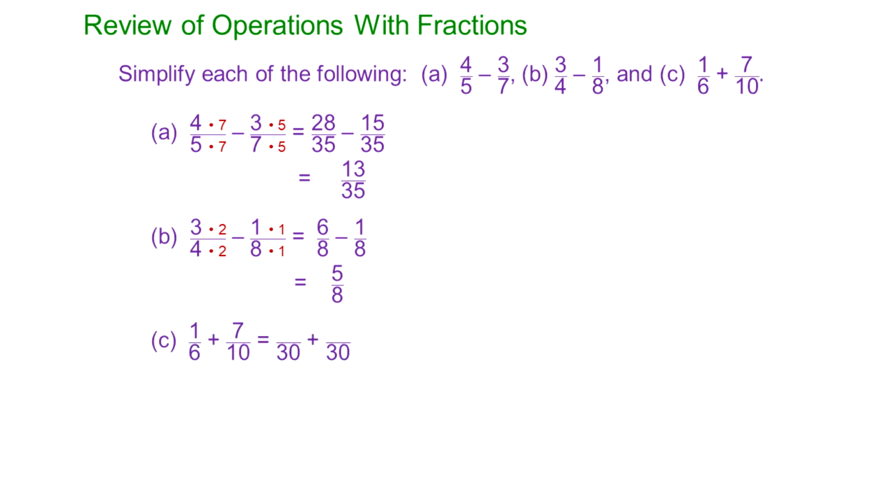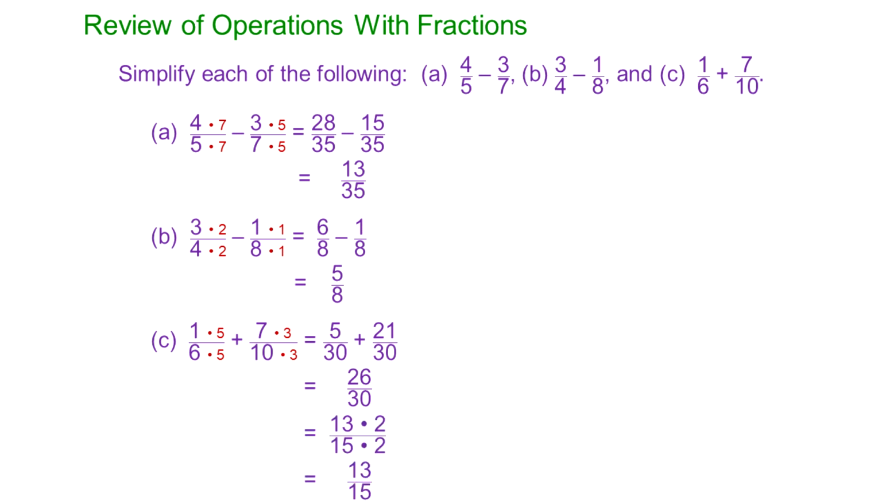For part C, my least common denominator will be 30. To fill in the numerators, I can multiply the top and bottom of the first fraction by 5, and I can multiply the top and bottom of the second fraction by 3. I can then add these fractions together and get 26 over 30. To simplify this further, I can reduce this fraction by dividing both the top and bottom of the fraction by 2.